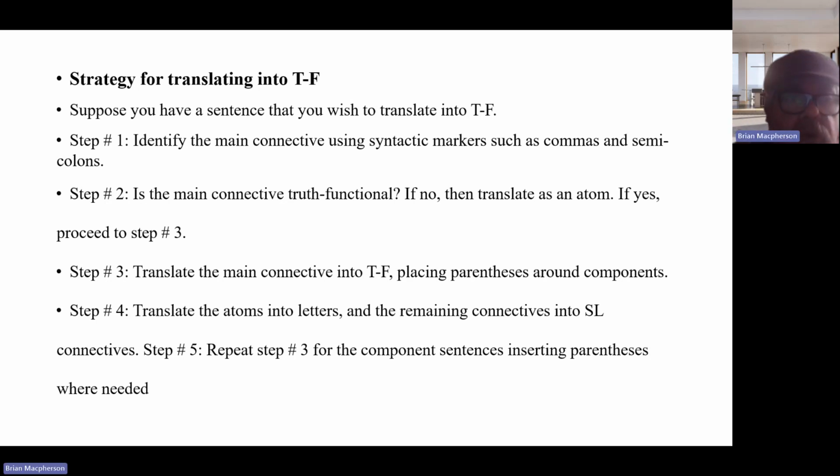Hi, Bubbles. Okay, step number 1, identifying the main connective using syntactic markers like commas and semicolons.